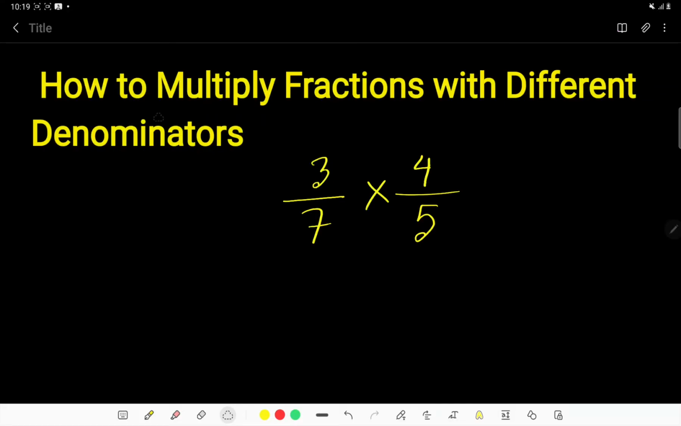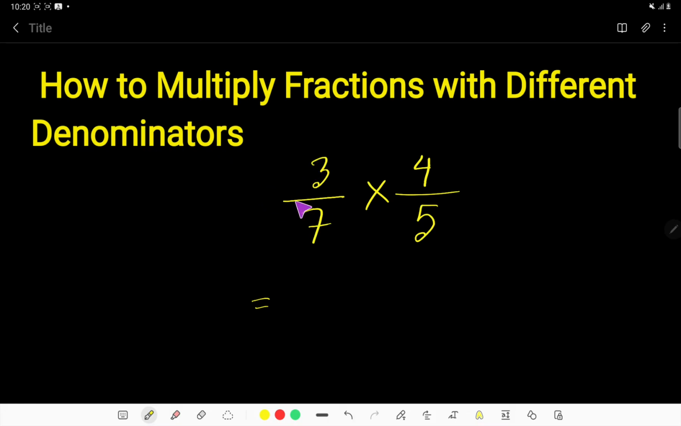In this video, you will learn how to multiply fractions with different denominators. This is a fraction, this is a fraction. So here the denominator is 7, here the denominator is 5. So different denominators, right? Actually, you don't think about the denominators when you are multiplying fractions.